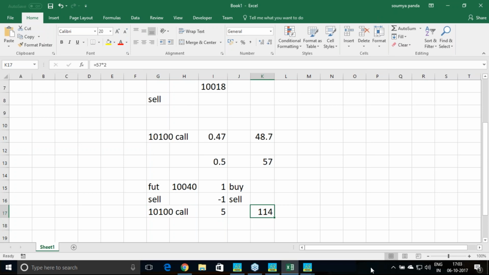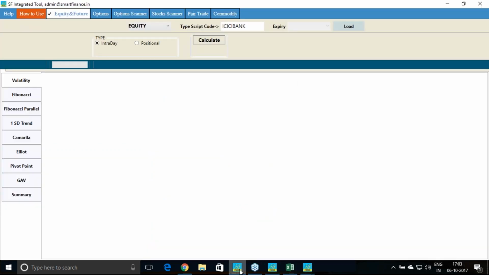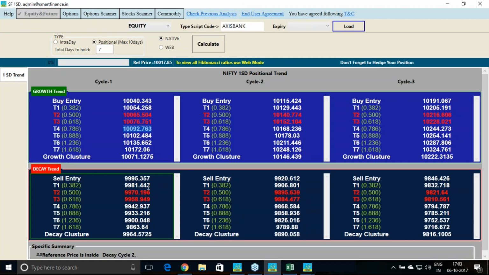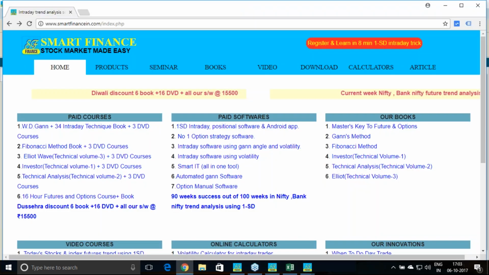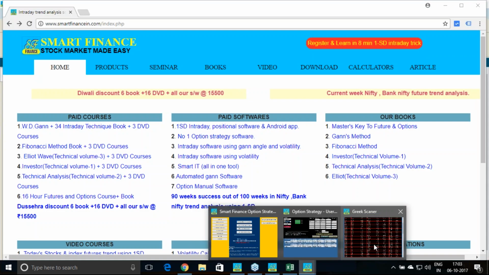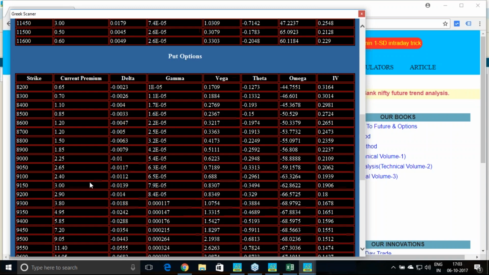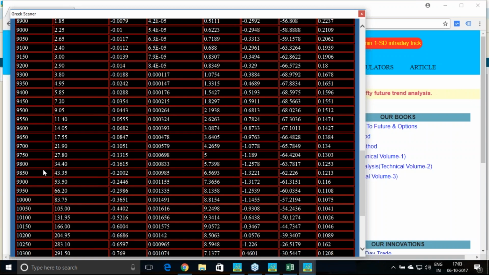If there is time decay, I may lose this money. So I have to look into the downtrend level. Where does the downtrend level come? 9995, and I can say the 9981 level. So by this process, I can go for a put option. At the 9950 level, any put option is there.